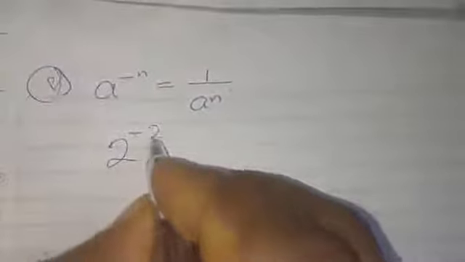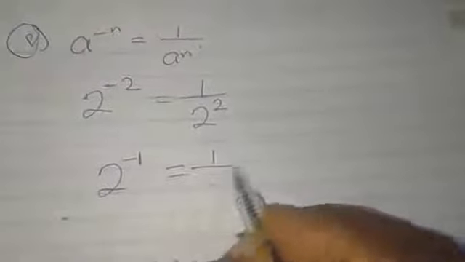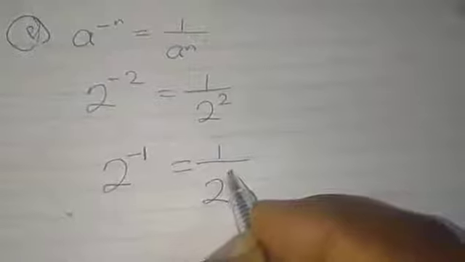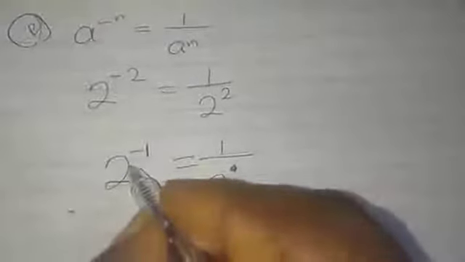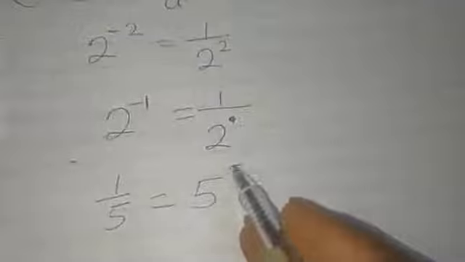Another important one is this: a raised to power minus n is equal to 1 over a raised to power n. That is, if a number has a negative power, it's the same thing as the reciprocal. So for instance, 2 raised to power minus 2 is the same thing as 1 over 2 raised to power 2. But 2 raised to power minus 1 is the same thing as 1 over 2 raised to power 1, but we don't need to put this one. So it simply means 1 over 2 is 2 raised to power minus 1. Similarly, I can say that 1 over 5 simply means 5 raised to power minus 1. So that is for this law.